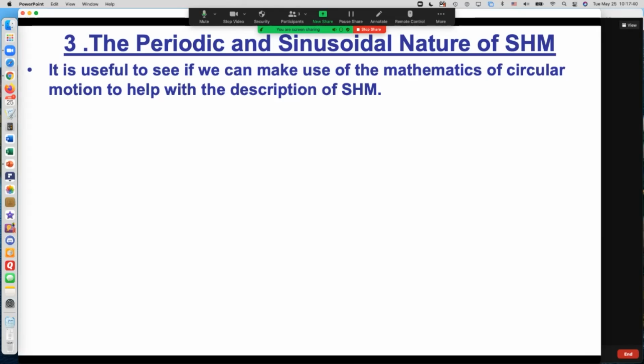Okay, so it's useful to see if we can make use of the mathematics of circular motion to help with the description of simple harmonic motion. Now, when I say circular motion, Giancoli would assume that you've already done chapter 8. But depending on where we get to in a particular year, I will drop chapter 8 and move to chapter 11, because I think it's important for anyone who's not going on to AP physics to have done at least simple harmonic motion, because it gets into some of the properties of waves, which describe many of the things that you will see in nature.